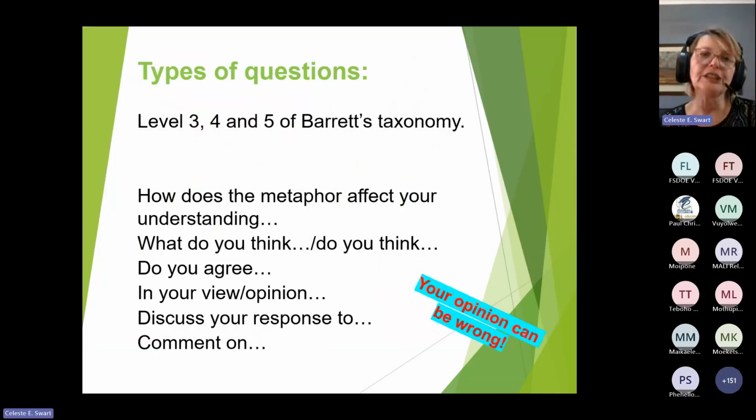The types of question, yeah, we're looking at your levels 3, 4, and 5 of Barrett's taxonomy. And oh yes, a surprise for you. Guess what? Your opinion can be wrong.